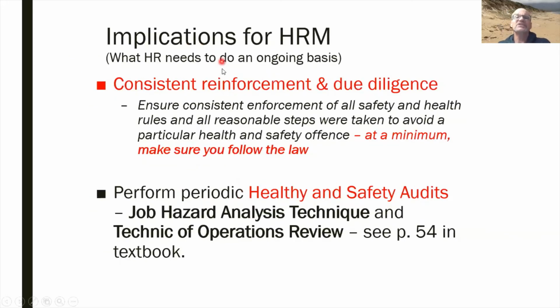Okay, implications for HR. What HR needs to be doing on an ongoing basis. So on an ongoing basis then, in terms of health and safety, first thing is consistent enforcement and due diligence. Ensuring consistent enforcement of all safety and health rules. So at a minimum, making sure that people are following the law, right? Making sure that top management is aware of safety concerns, making sure that employees are wearing their PPE, making sure that supervisors are enforcing them.